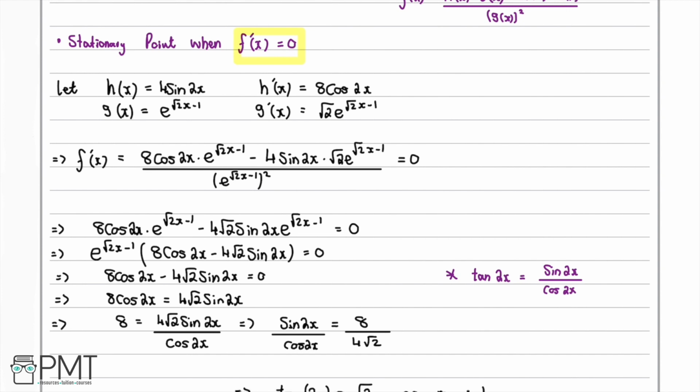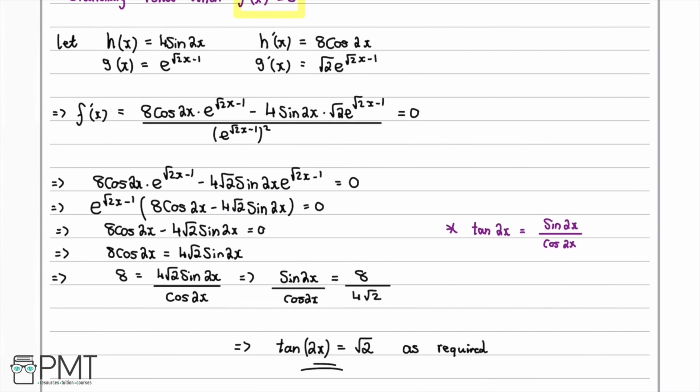We then received our third mark for setting this new f dash x expression to be equal to 0. And then we received our fourth mark for doing the algebraic manipulation to then come to the conclusion that tan 2x was equal to root 2, which was what the question asked us for.